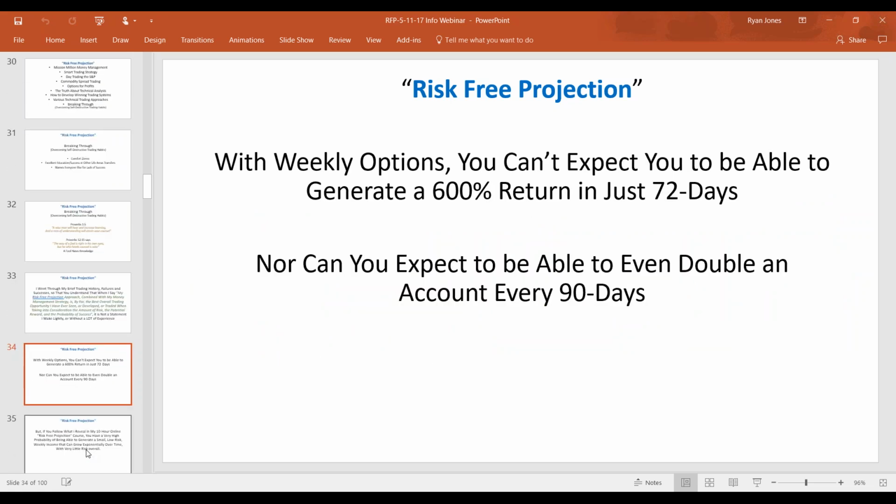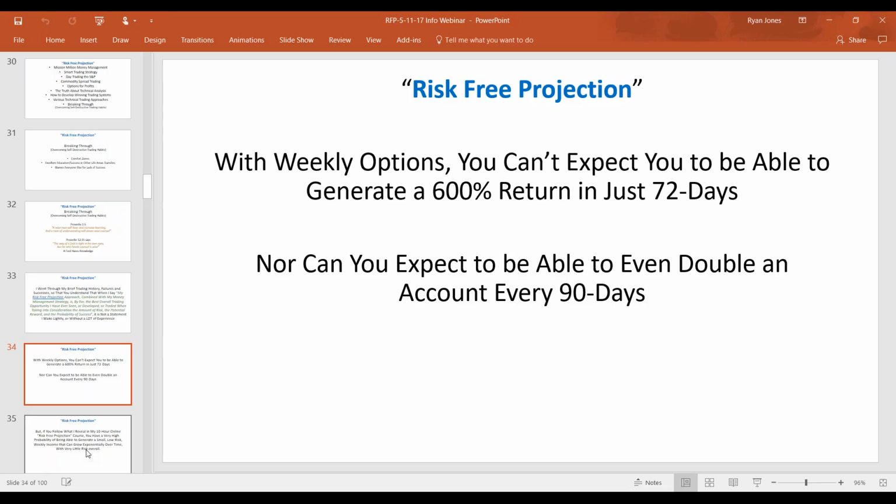So with weekly options, though, I'm going to tell you right now, you cannot expect to generate a 600% return in just 72 days, right? It's not a realistic expectation. I've done it before, but not in weekly options, and it's highly unlikely that I ever will, because the metrics associated with weekly options are just different. When I did that, it was day trading the S&P. And believe me, the metrics are different when you're day trading the S&P. You can make a lot of money fast, and you can also lose a lot of money fast.